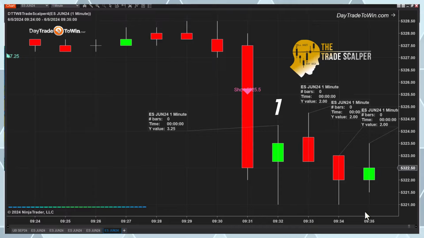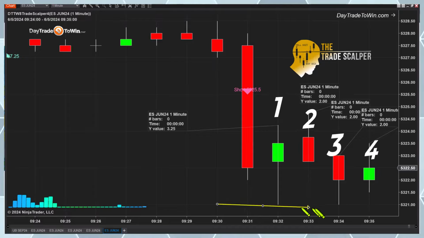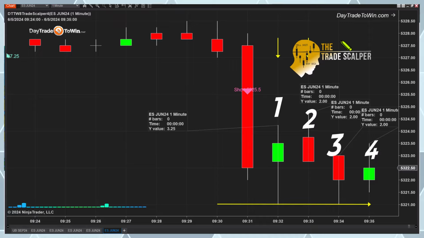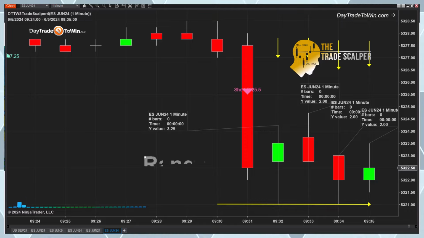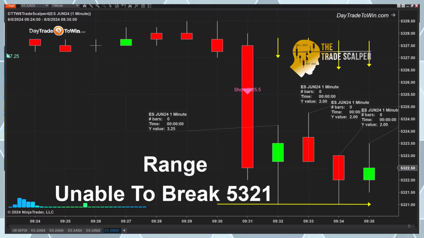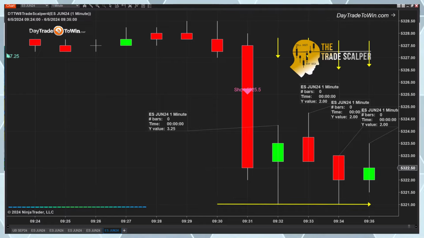Now, the last thing that I want you to consider is the number of candles that have traded with the market hitting and unable to go below 53.21. So we have 1, we have 2, we have 3, we have 4 candles. Now, all that being said, what do I know? The range that each of these candles are working are 2 points. The market is unable for right now to break 53.21. The market has just opened and it's now slowing down.